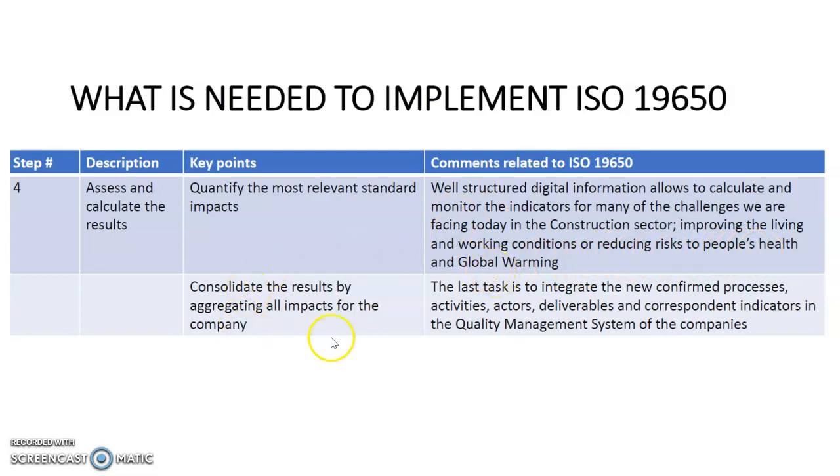The other key point is to consolidate the results by aggregating, that means you combine all the beneficial impacts for the company. The last task is to integrate the new confirmed processes, the activities, the different stakeholders, the deliverables, and corresponding indicators into the quality management system of the company.